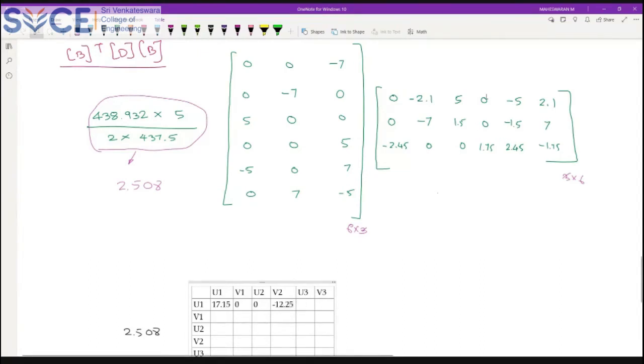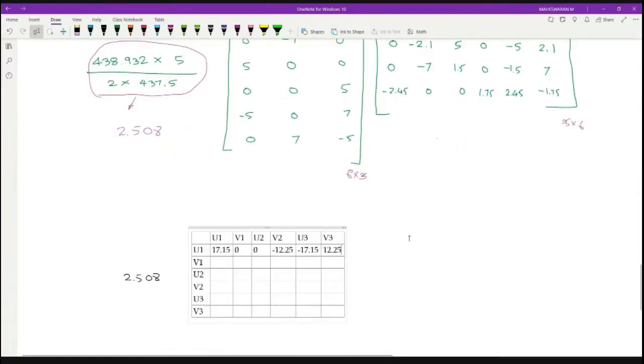U3. So this part, 0, 0, and minus 7 into 2.45, which we already identified. Only thing is it is a negative term, so minus 17.15. Last one, again 7 into 1.75 we are getting. So minus and minus is a positive value. So we are getting plus 12.25. Other things are zero. Okay, so this is my first row.